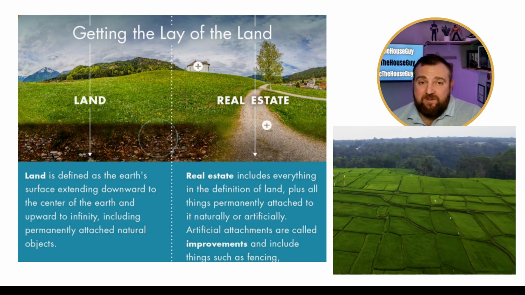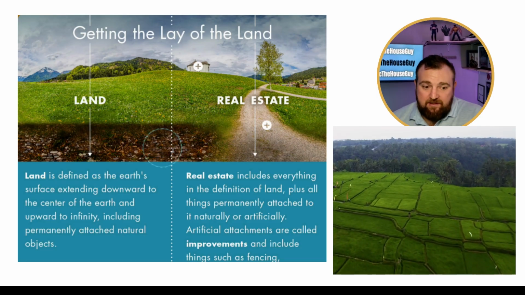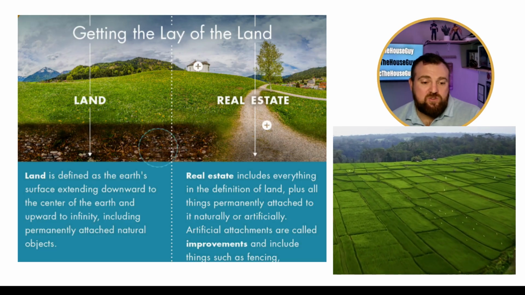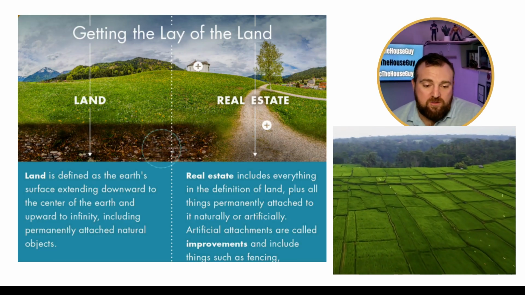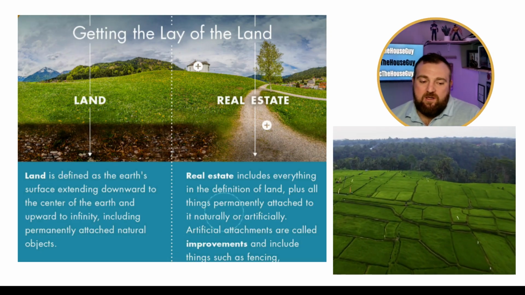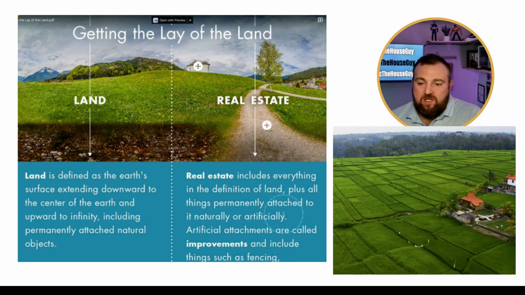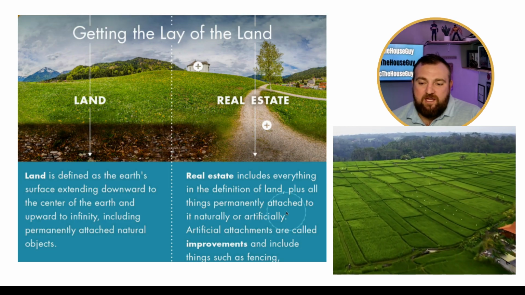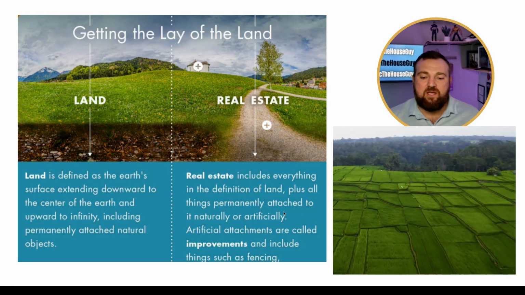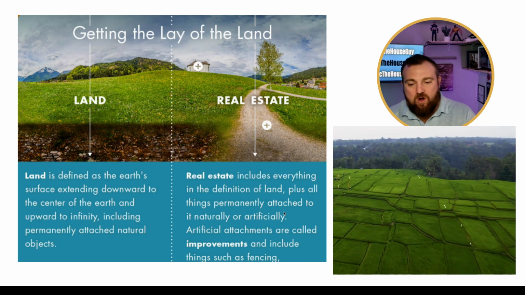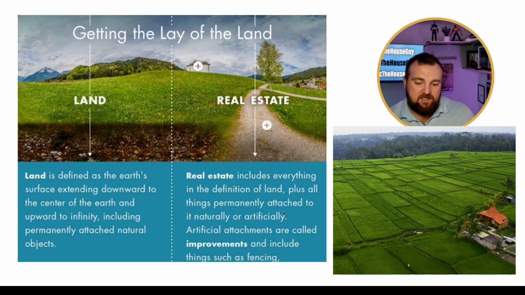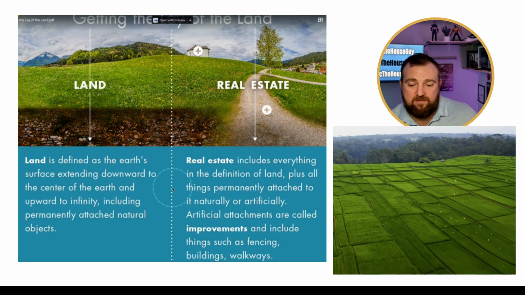Now, there is a big difference, and I need you to understand this. Land is defined as the Earth's surface extending downward to the center of the Earth and upward to infinity, including permanently attached natural objects. Real estate includes everything in the definition of land, plus all the things permanently attached to it, naturally and artificially. Artificial attachments are called improvements and include things such as fencing, buildings, and walkways.